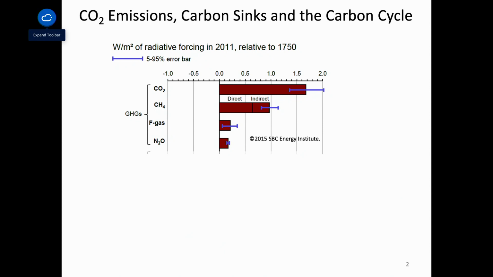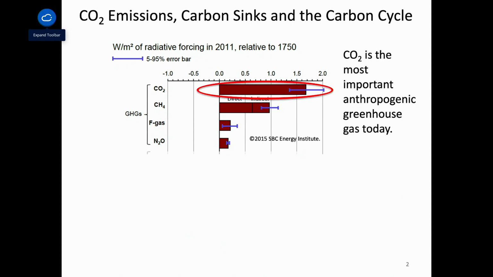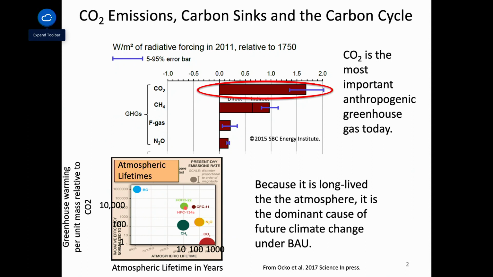Okay, you've seen this before. CO2 is the most important greenhouse gas today, and it's because it's long-lived in the atmosphere. This diagram I haven't shown you. This is the greenhouse warming per unit mass relative to CO2. So a kilogram of methane versus a kilogram of CO2. How much more warming does it cause if it's in the atmosphere?